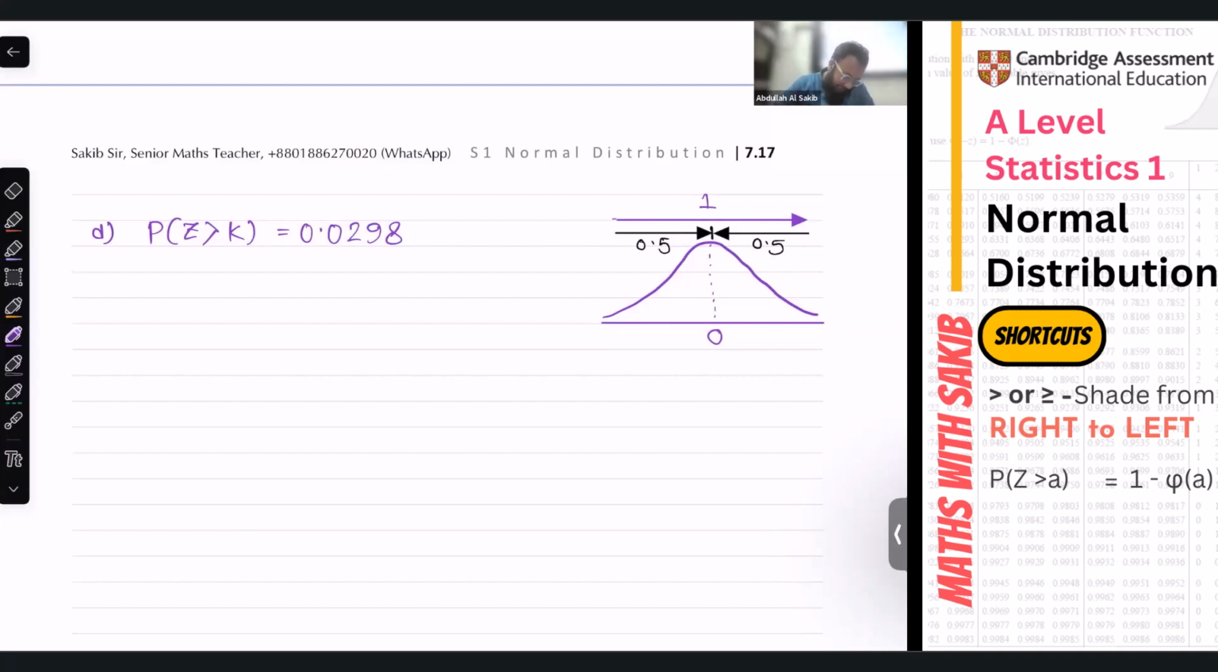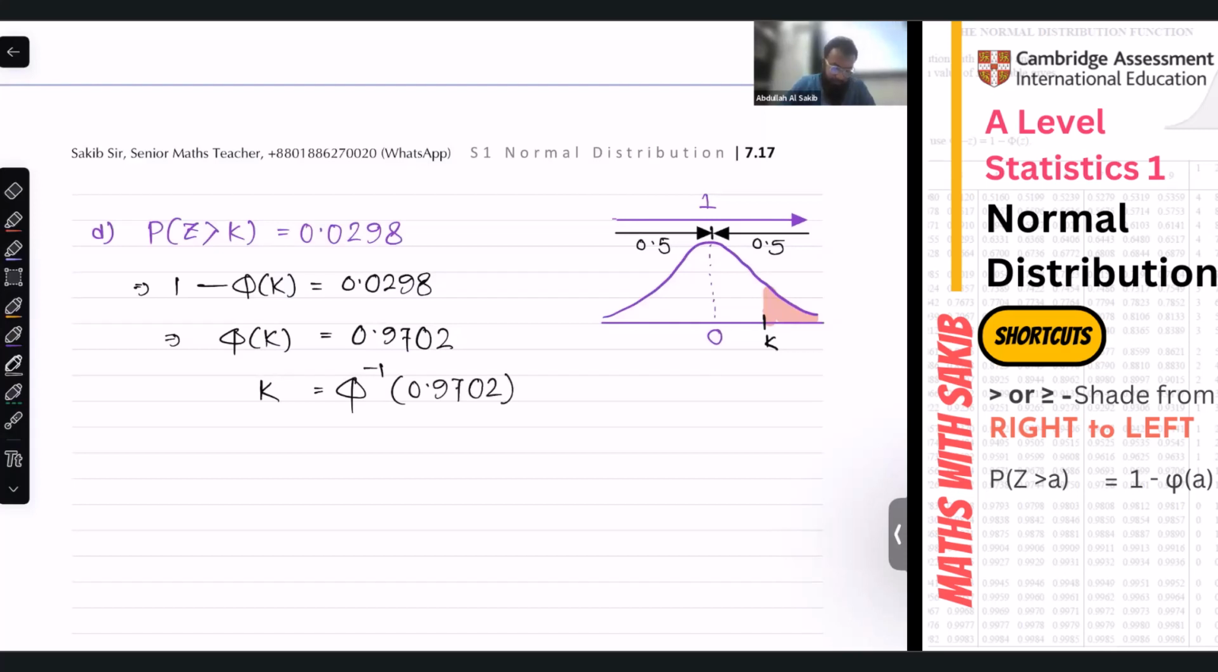So Z is more than K. So I will start shading from right to left. So 0.0298, that means 2.98%. So let's say this point will be in the right quadrant. So that means I can write 1 minus phi K, and that is 0.0298. So phi K equals 1 minus 0.0298. That is 0.9702. So K is equal to phi inverse 0.9702.